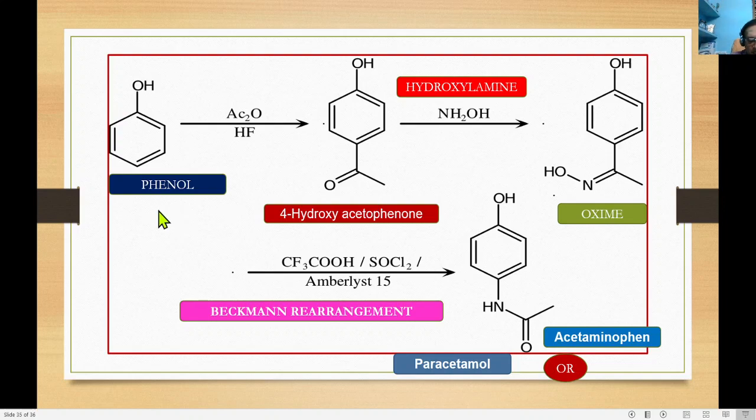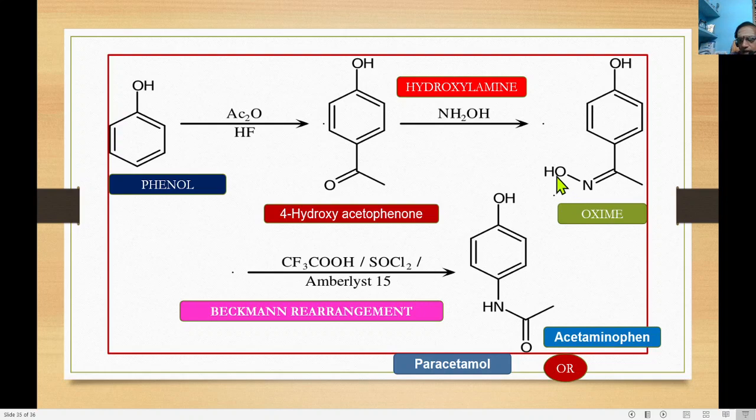Sometimes in competitive examinations, they may give you a starting material of phenol and ask how the phenol is converted into acetaminophen, which is nothing but paracetamol. So the phenolic OH group here, acetylation will result in 4-hydroxyacetophenone, and hydroxylamine is added to make the oxime. So now these stages are different from our Beckmann rearrangement. Once the oxime is formed, this is one R group, this is another R group, so it is a ketoxime.